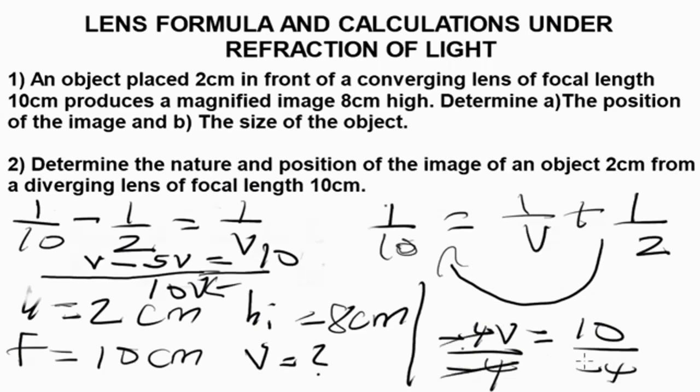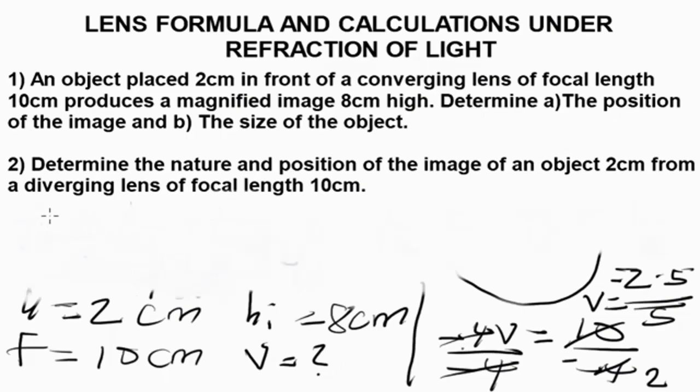So when 2 cancels this one, I'm going to have 2. When 2 cancels this one, I'm going to have 5. So 5 over 2, remember we have a negative sign here. So minus 5 over 2 is the same thing as minus 2.5. Alright, so this will be the image distance, v equals minus 2.5. So we now have our v to be minus 2.5. So this is a negative value.